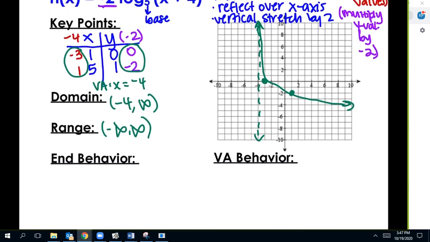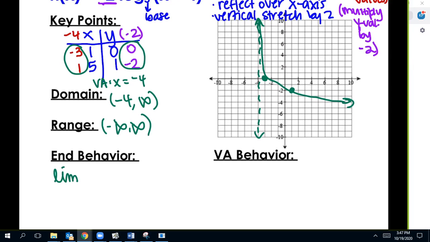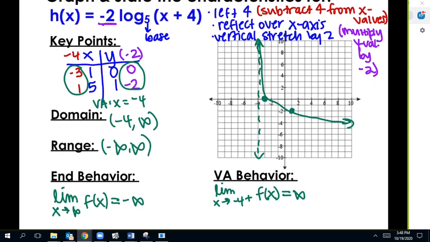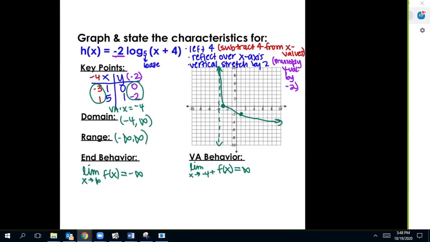Then remember, end behavior, there's no left side, so we only have x approaching positive infinity. And then the function is going negative since it got flipped. And the vertical asymptote behavior is at negative 4 from the right. And on the right side, the graph is going up. And so there's an overall view of the logs.